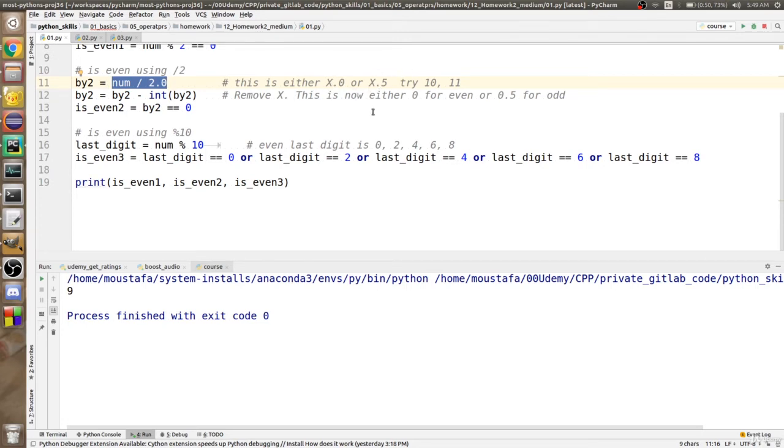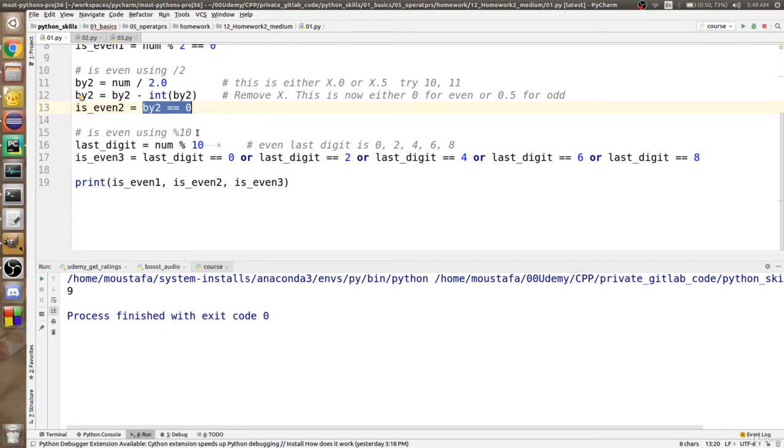So the best way to know the answer is as following. We compute this number by 2 and then we remove the x part. When we remove the x part, the remaining is either 0 or 0.5. In this case, we can compare if a number equal to 0 or not. If it is a 0, then we know it is an even number. Otherwise, it's an odd number. This is the second way.